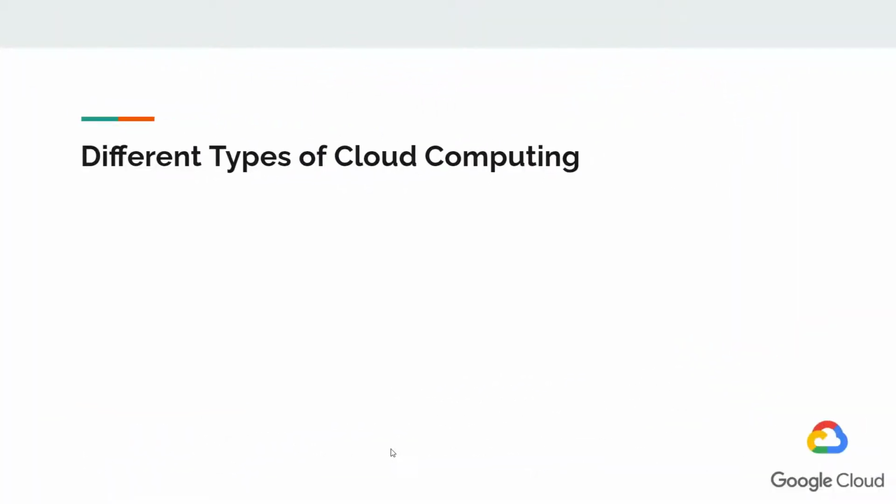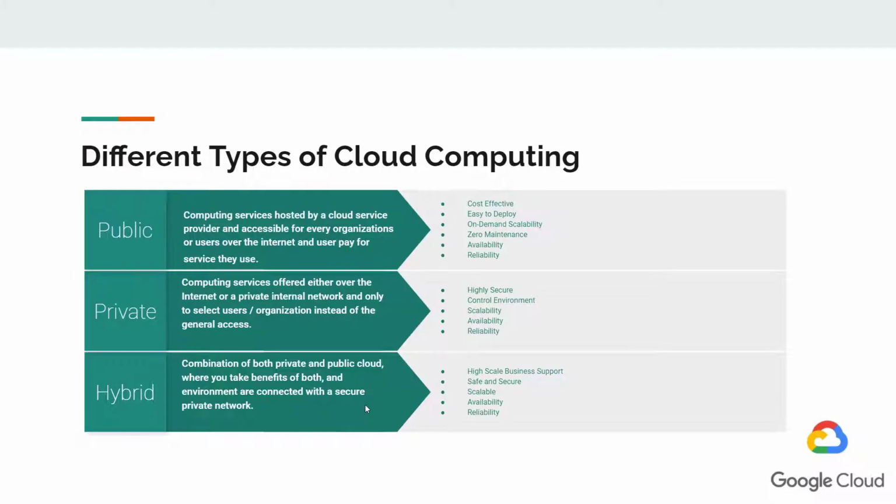Now let us take a look at what are the different types of cloud computing available. We can classify this overall cloud computing into three major categories: the public cloud, private cloud, and the hybrid cloud. When we talk about general cloud computing, that's mostly referred to the public cloud. This is the computing services hosted by a cloud service provider and accessible for any organization or any user over the internet, and we use pay as we go.